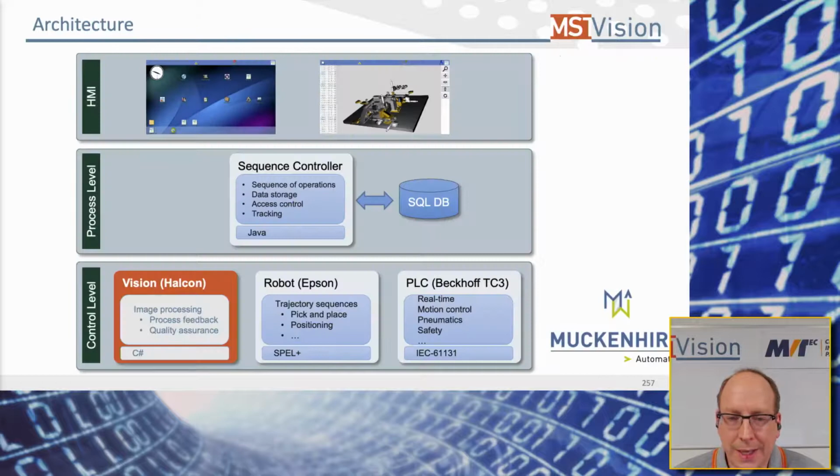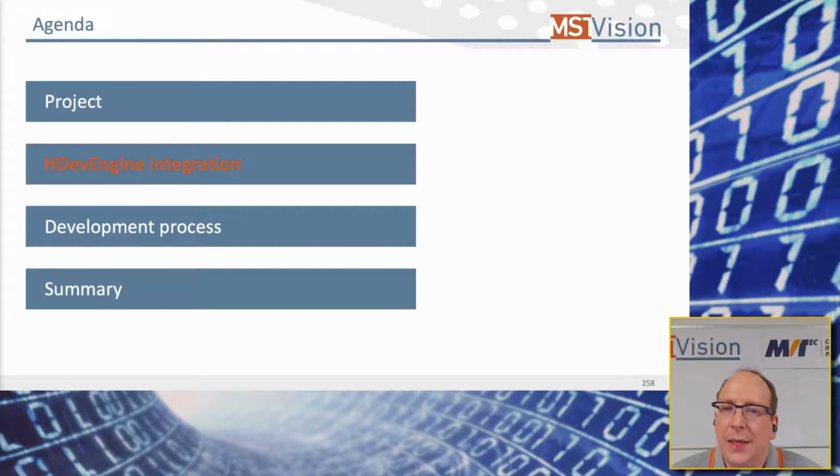So as I mentioned, we have this big project, and someone has to think about the big architecture. In this case, it was Muckenhaim Automation. They made an automation framework with the sequence controller, with robots and PLC, and there are many other architectures. We have heard about SIG today, about others. So the many approaches, and also we as Halcon started working on this and how this can be integrated.